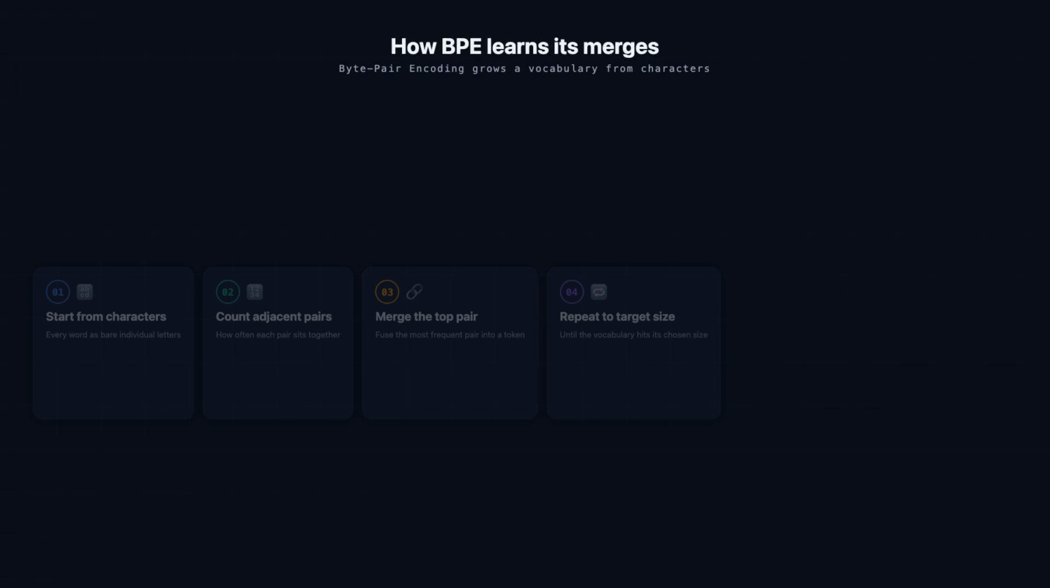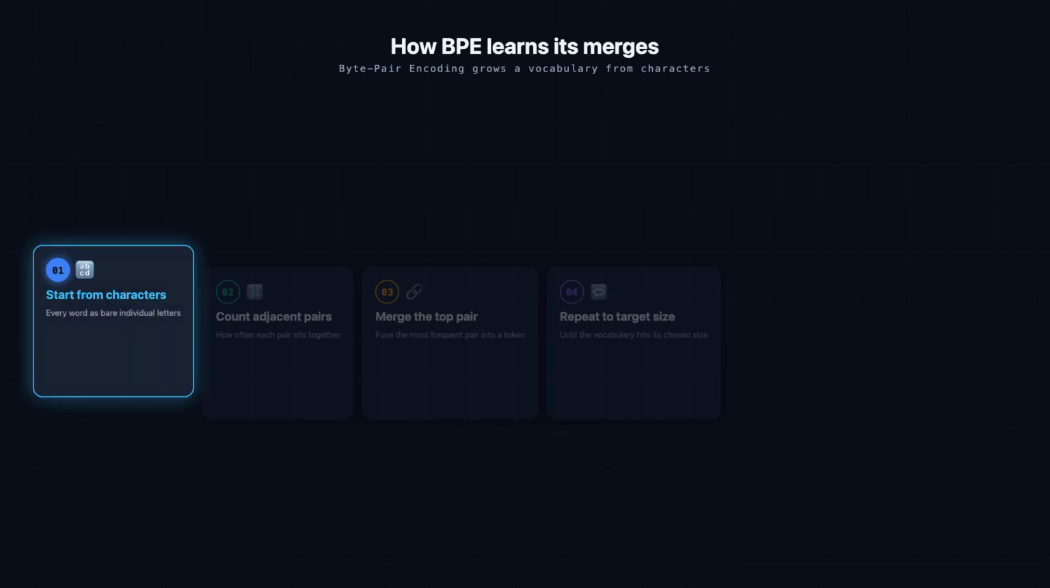So how does a tokenizer actually learn which pieces to use? The most common recipe is byte pair encoding, and it is wonderfully simple. Watch it build. You start by treating every word as a bare sequence of individual characters. No merges yet, just a raw alphabet plus a marker for word boundaries. This is the humble starting vocabulary that byte pair encoding is going to grow.